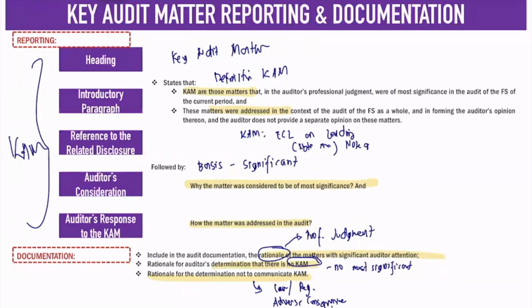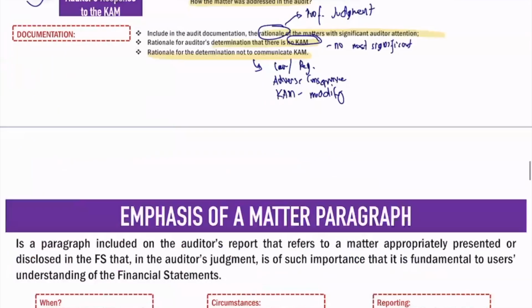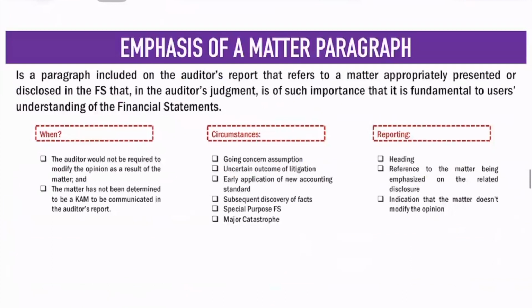Now, since we finished already your key audit matter, our next paragraph is known as emphasis of a matter paragraph. So in an emphasis of a matter paragraph, again, this is not the most significant, but again, based on your judgment, it is important for the understanding of the FS. So when will we place an emphasis of a matter paragraph? You place an emphasis of a matter paragraph if you are not required to modify the opinion. However, the matter also has not been determined to be a key audit matter.